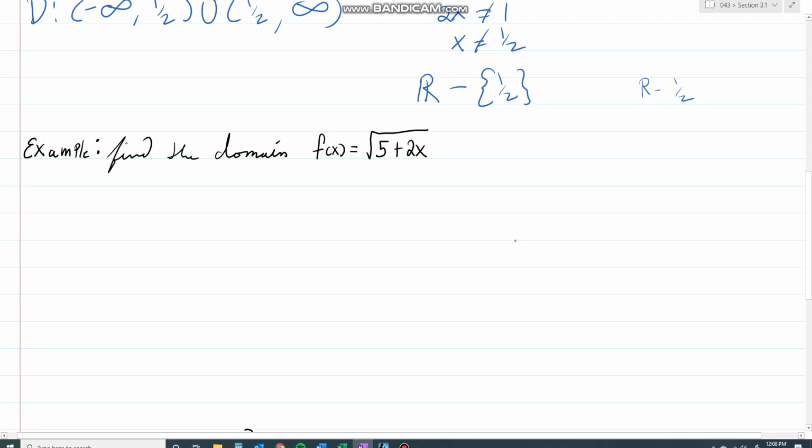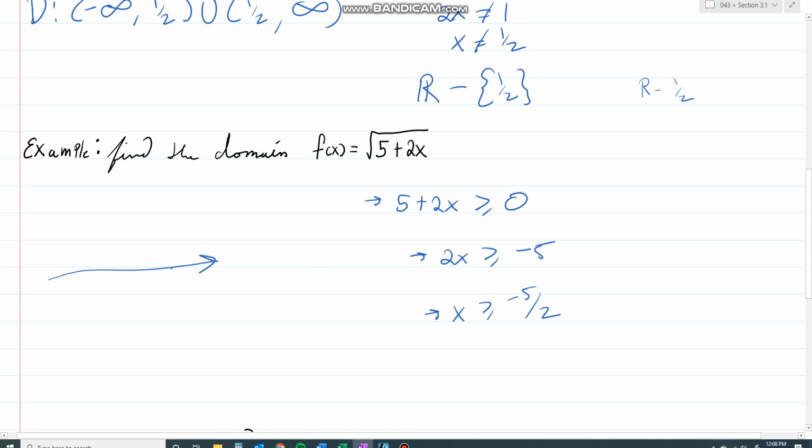All right, let's find the domain of this function. F of x equals square root of 5 plus 2x. This is the other case where we don't want to take the square root of a negative number. So to find the domain, I'm going to say 5 plus 2x has to be greater than or equal to 0. All right? Well, let's solve for x. 2x is greater than or equal to negative 5. Divide by 2, x has to be greater than or equal to negative 5 over 2. So these are the values that x can be.